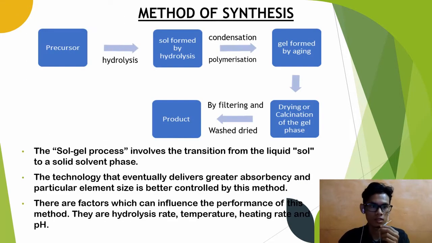The sol-gel process involves the transition from a liquid sol to a solid gel phase. The technology that eventually delivers greater absorbency and particle size is better controlled by this method. There are factors which can influence the performance of this method. There are hydrolysis rate, temperature, heating, and pH.